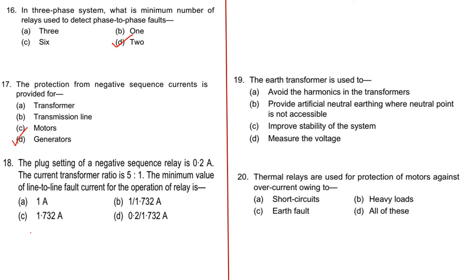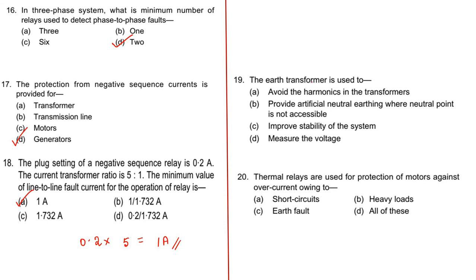Next, question 18. The plug setting of the negative sequence relay is 0.2 ampere. The current transformer ratio is 5:1. What is the minimum value of line-to-line fault current for the operation of the relay? The answer is the minimum value is 0.2 into 5, that is 1 ampere. So option A is the correct answer.